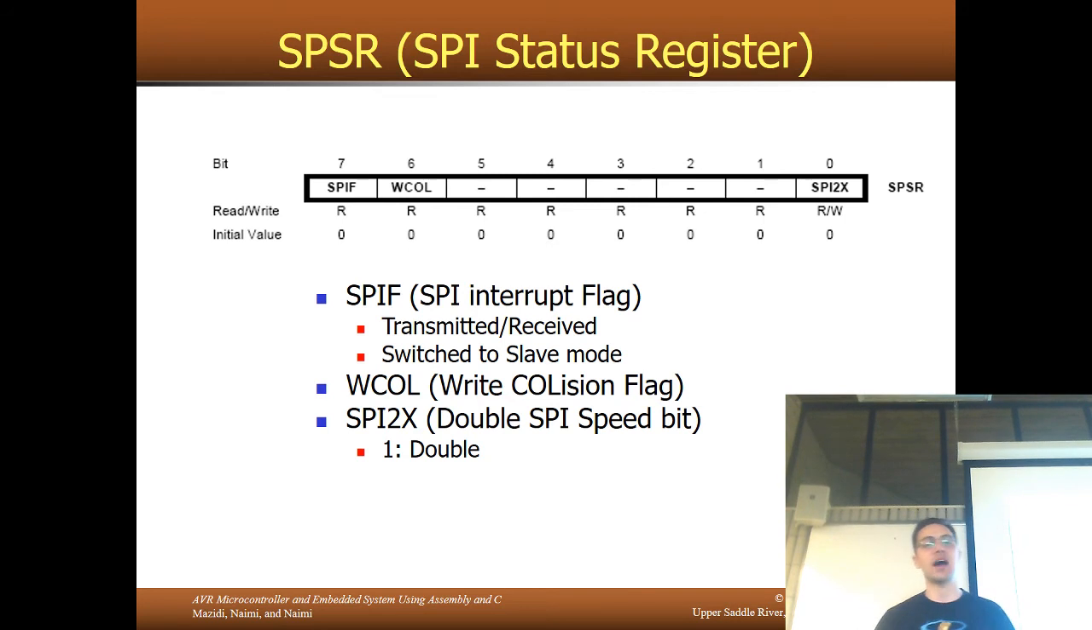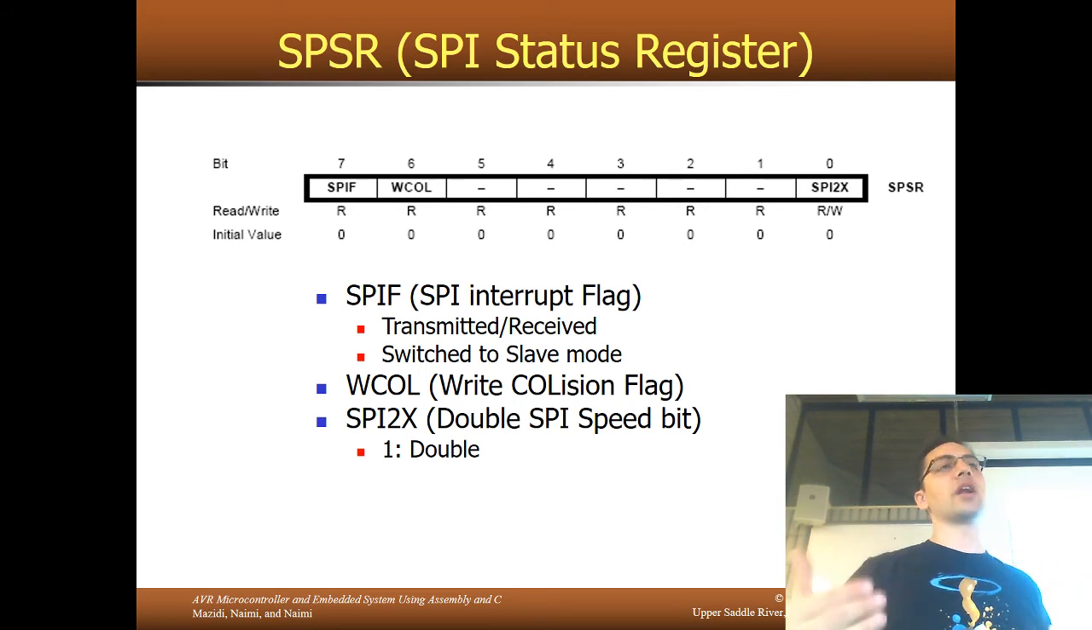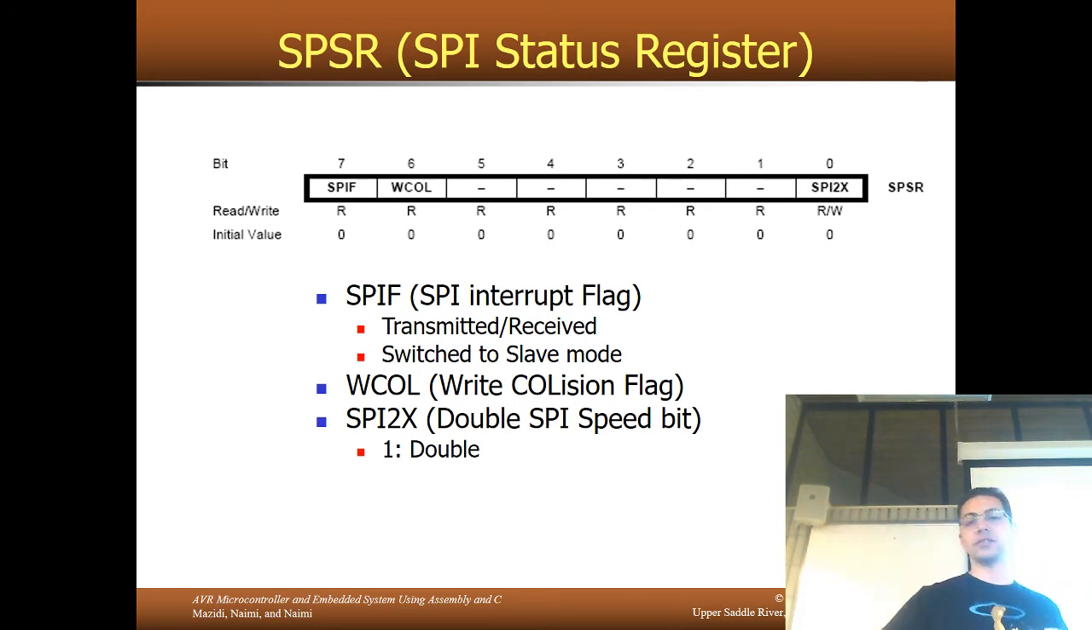It's the SPI interrupt flag. Flag, not mask. This is going to be set when an SPI interrupt occurs. We have a write collision flag, which just means something happened. We overwrote some data. It's an error condition. And finally, we have one control bit, double speed. It's for those really interesting parts in songs where you up the tempo. If you put a 1 in there, it means the SPI is going to run twice as fast.